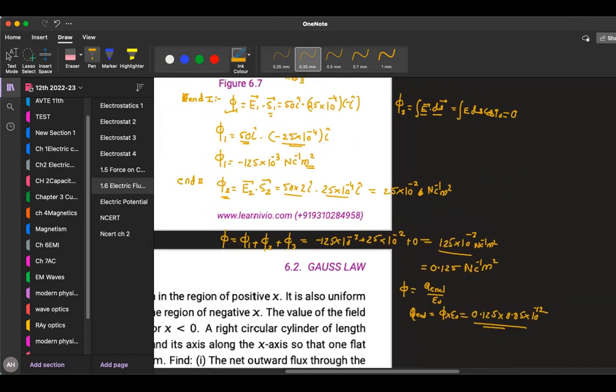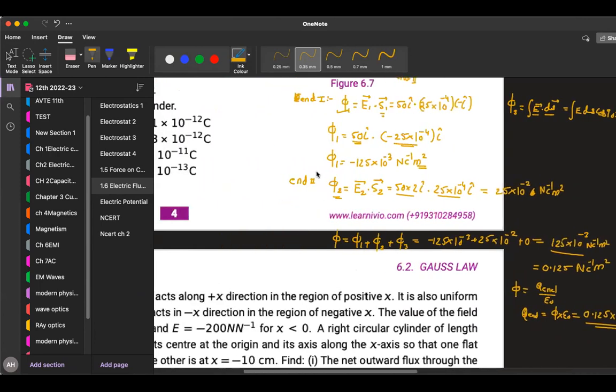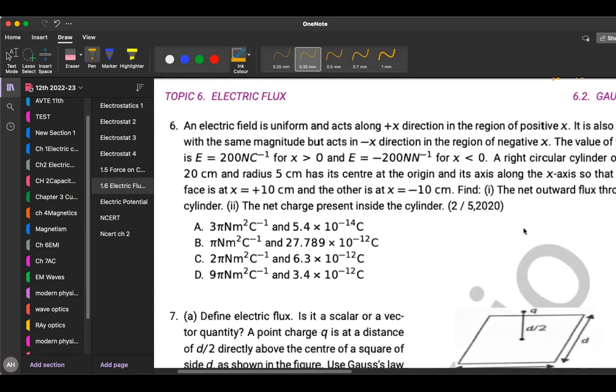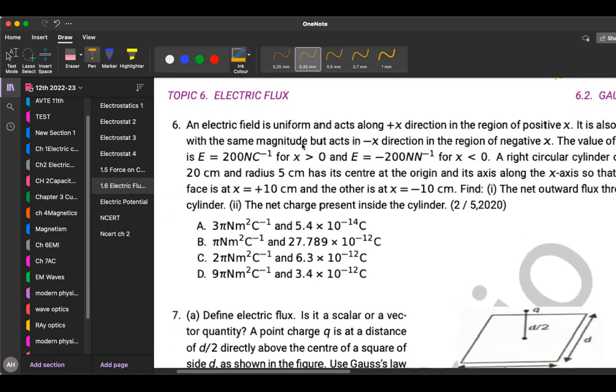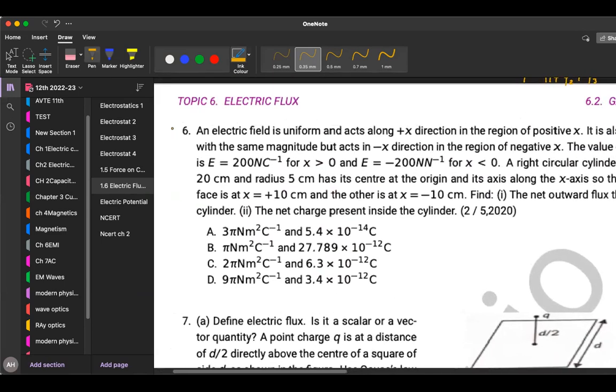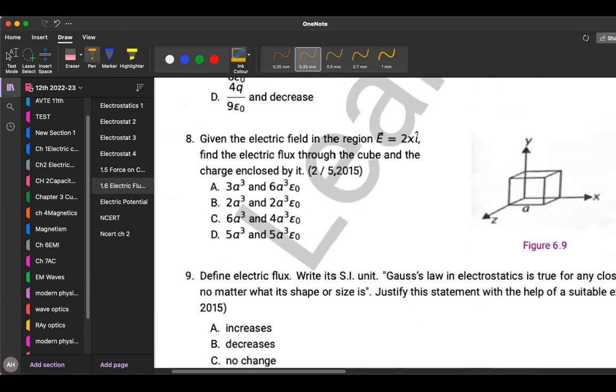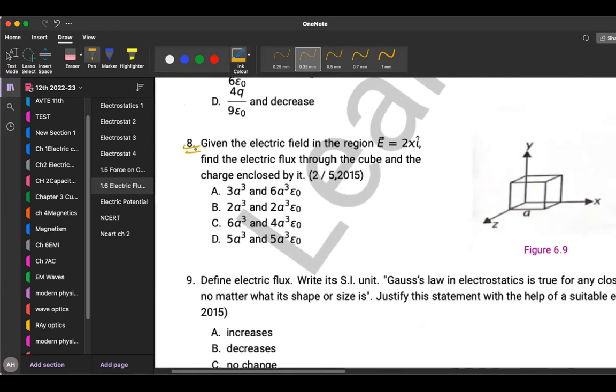Can I move on to the next question if you all have written? Sakina, Nazia? Yes, sir. So that was about Gauss law. After this question, you should do this one. You should solve this question, which is also on a cylinder. And then after this, you should do this question, which is based on a cube.